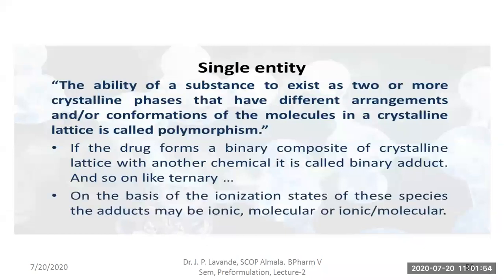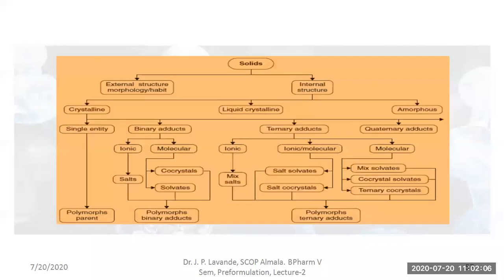See, this we already saw in the previous classification. On the basis of the ionization states of these species, the adducts may be ionic, molecular, or non-ionic. Ionic and the molecular, the same one. As you can see here, based on the binary structure, there is an ionic and a molecular one. Here, based on the ternary structure, the ternary structure is ionic, molecular, and the molecular one.